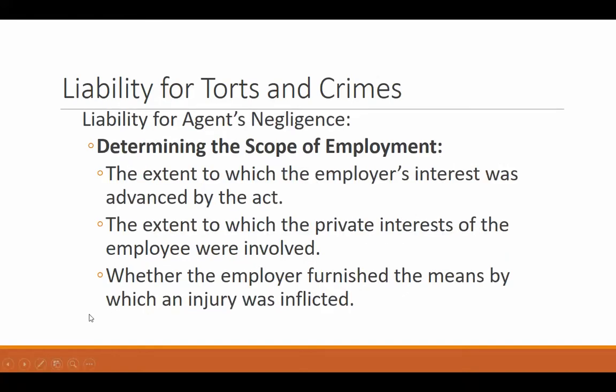When we're thinking about the scope, we think about, well, were the actions taken in the interest of the employer? And did the employer provide the means or the resources to the agent that caused the harm to a third party? So we do need to think about what was provided, what did the employee bring versus what was provided by the employer that may have caused the harm.